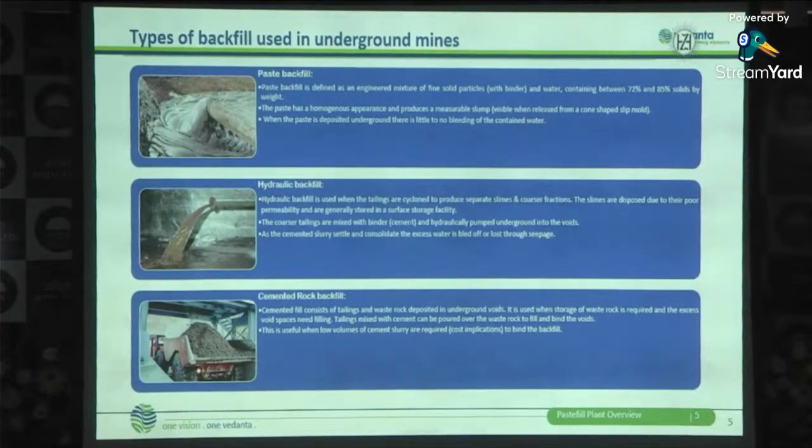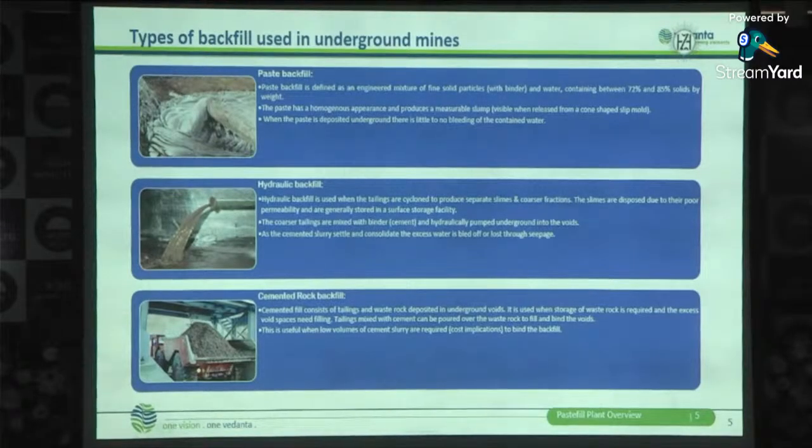In hydraulic filling, we require coarser particles. We cannot use fine particles due to their permeability issue. In hydraulic filling, the percentage of solid is somewhere around 60%, and the remaining 40% is water. In this hydraulic filling, we are using coarser particles and cannot use fine particles. So we cannot use the whole tailing that we are getting. We have to slime the tailing, and we utilize only the coarser particles in the hydrofill.